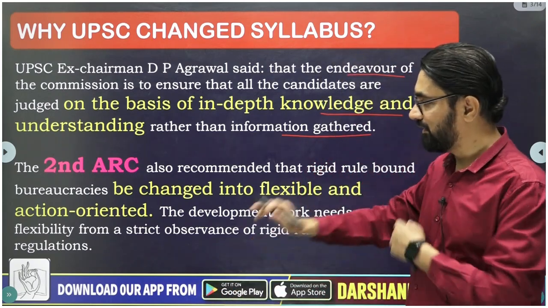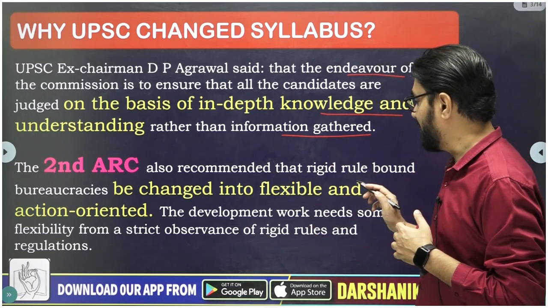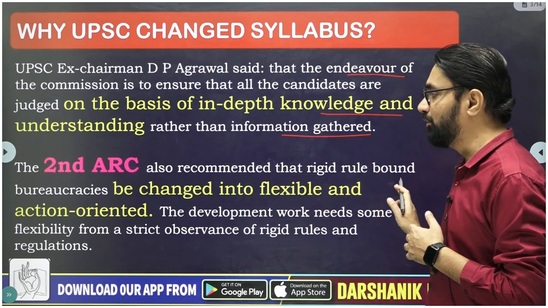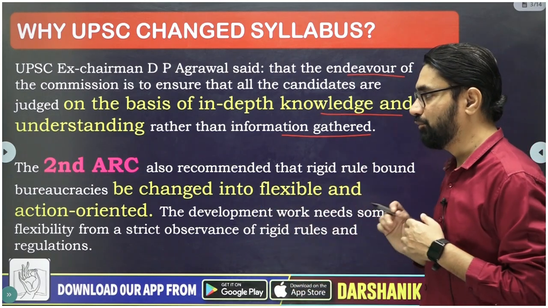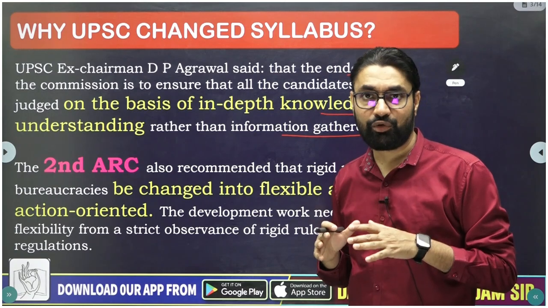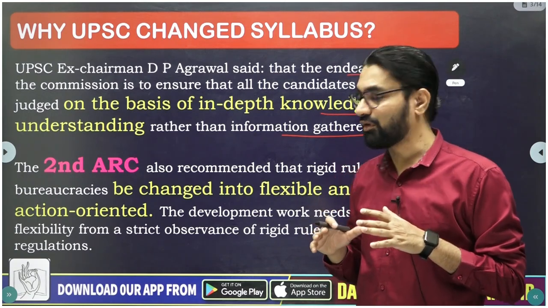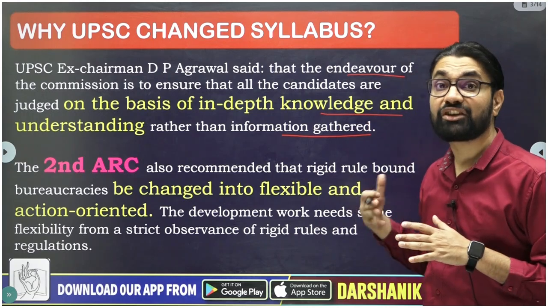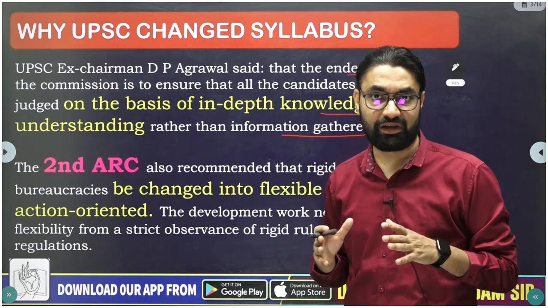Then the second ARC. Guys, also see what the second ARC is saying. The second ARC also recommended that rigid, rule-bound bureaucracies be changed into flexible, action-oriented bureaucracy. What is the second ARC saying? कि जो rigid rule-bound bureaucracy है, we don't want that rigid rule-bound bureaucracy. We want to change that bureaucracy into a flexible, action-oriented one. वही status को maintain करने वाली bureaucracy नहीं चाहिए.